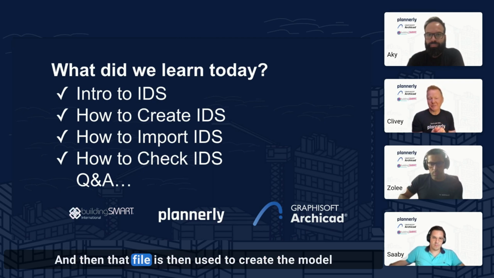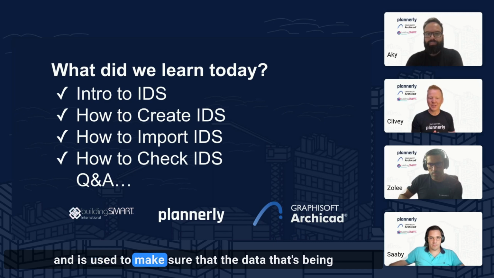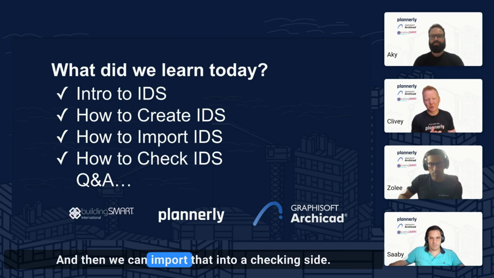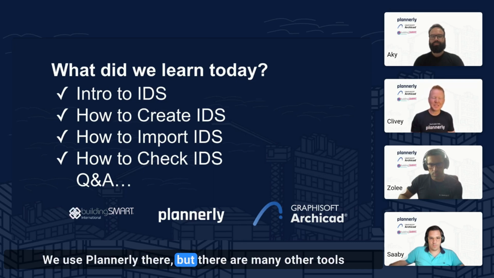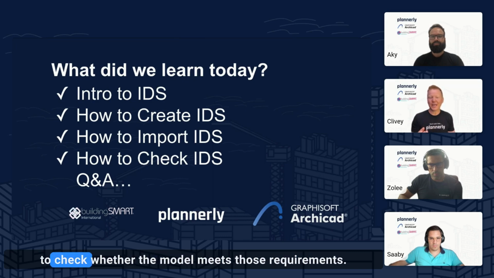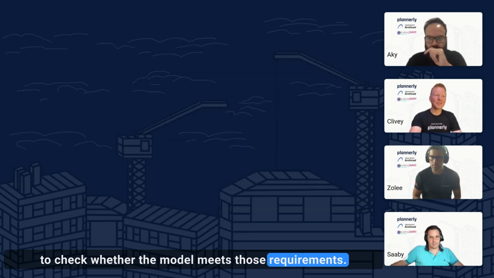And then that file is used to create the model and to make sure that the data being added to the model meets the requirements that have been set. Then we can import that into a checking side. We use Plannerly there, but there are many other tools to do the checking side as well, being able to check whether the model meets those requirements of that workflow.